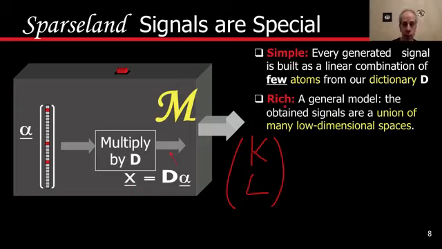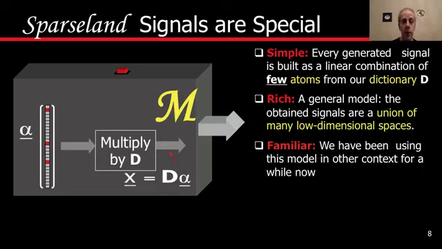So the model is simple, the model is very rich, and also the model is actually familiar to us. This is not the first time that we see such a model of taking a signal and representing it as a linear combination of a dictionary with only a few atoms of that dictionary. Let's think for a few seconds. When have we seen this model already? We remember what we have learned in the last few weeks.